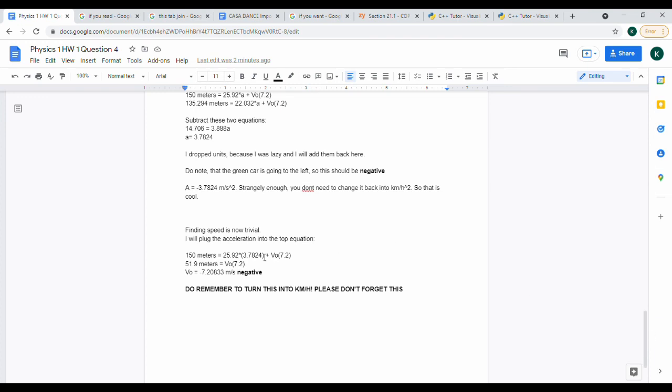So then plug in the acceleration I found. And then boom. We can find velocity very easily. Just simple math. Remember the velocity is negative as well because it's going to the left. And then turn this into kilometers per hour because I think they ask it for in kilometers per hour. So don't forget that step. If you do, that kind of sucks. If they don't ask in kilometers per hour, don't. Just make sure your units are right. That's about it.